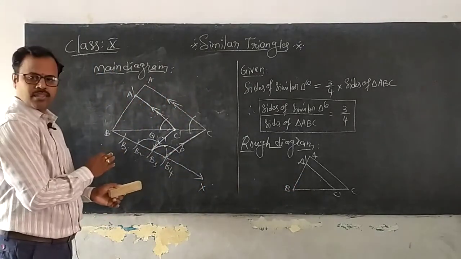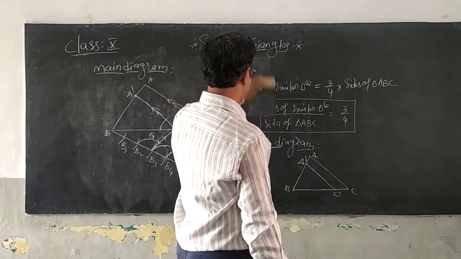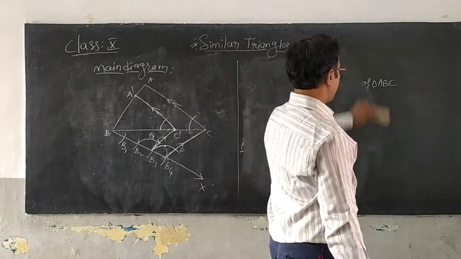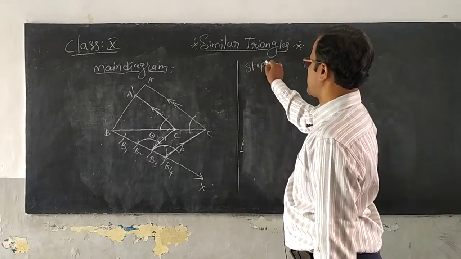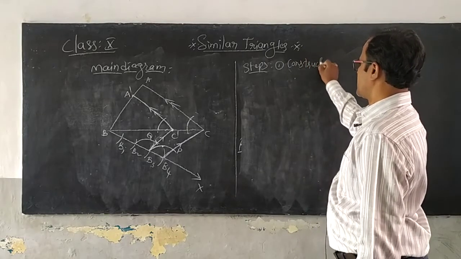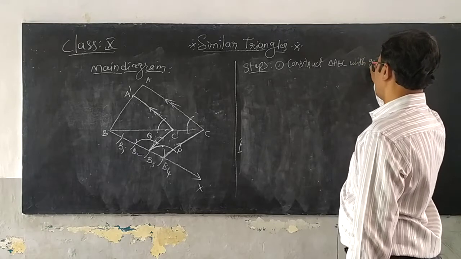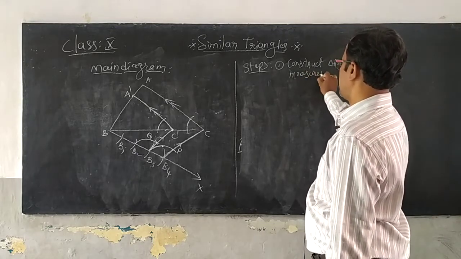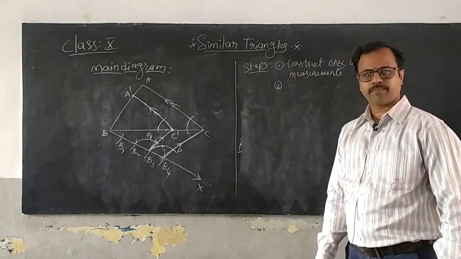Did you understand? Everybody. Now tell me the steps. How did we write the steps here? Right, very good. First step is construct triangle ABC with given measurements. So steps, first one, construct a triangle ABC with given measurements. Yes, very good. What is the next step?